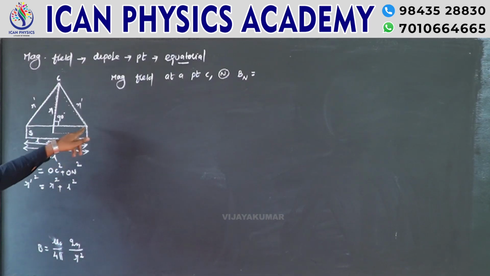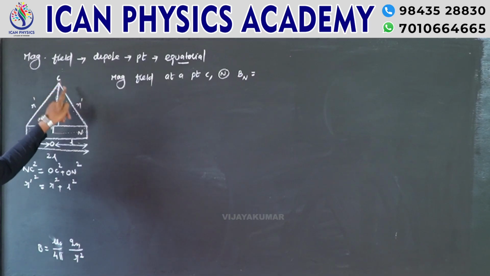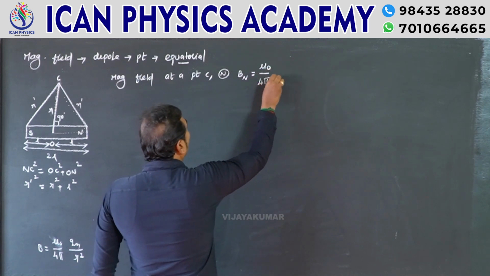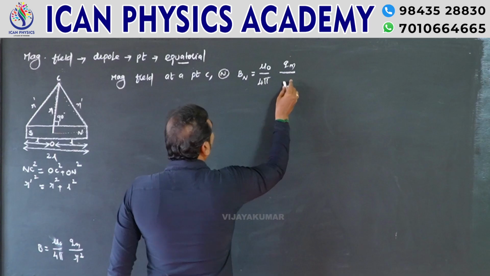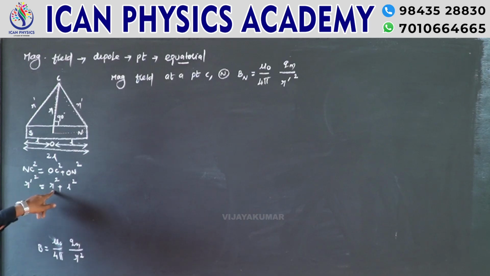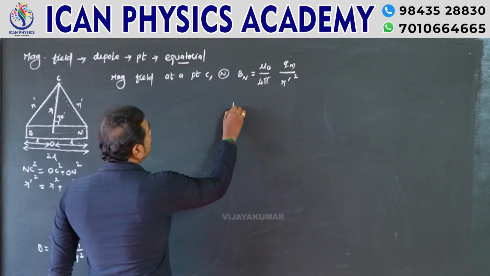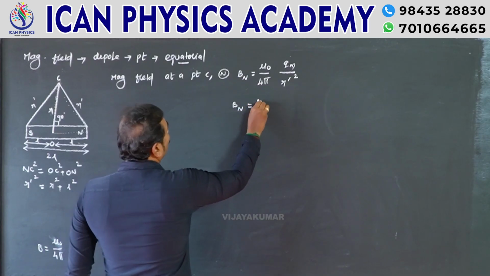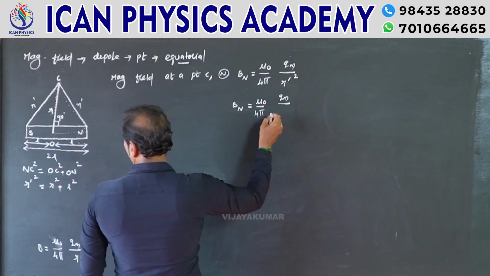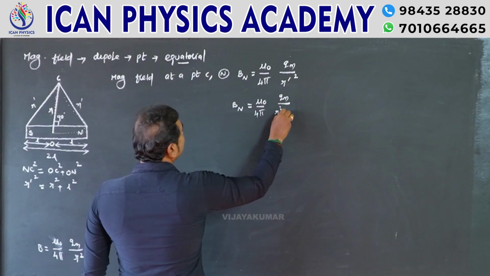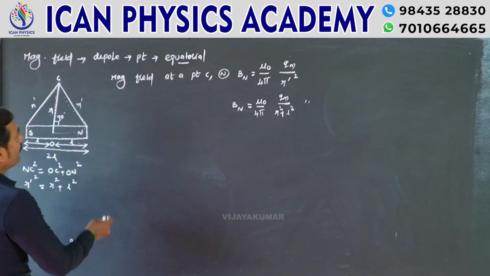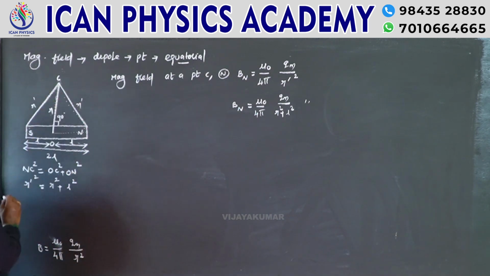ஓகே, அப்ப இந்த நார்த் போல்னால வந்த மேக்னெட்டிக் ஃபீல்டு மியூ நாட் பை 4π இன்டு QM by R dash square. Okay, now what is the value of R dash? R squared plus L squared. So the magnetic field due to the north pole is mu naught by 4π into QM by R squared plus L squared along NC. Okay, இப்ப the south pole also produces the magnetic field.